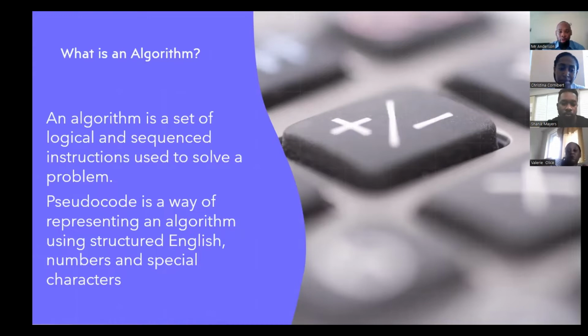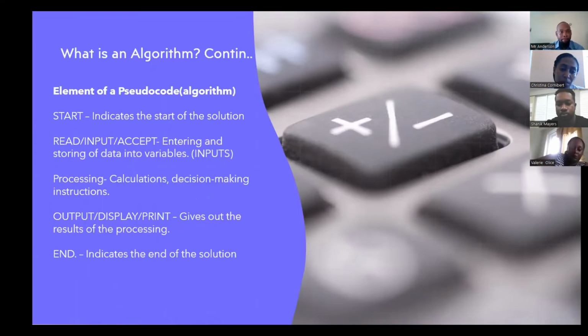Okay. So for our algorithms, we're going to be using what we call pseudocode. And pseudocode is just a way of representing the algorithm using the English language, numbers, and special characters. Okay, now in algorithms, we use certain keywords. All right, so what you know previously, input, processing, and output. To structure an algorithm or pseudocode, we use certain keywords together with our instructions.